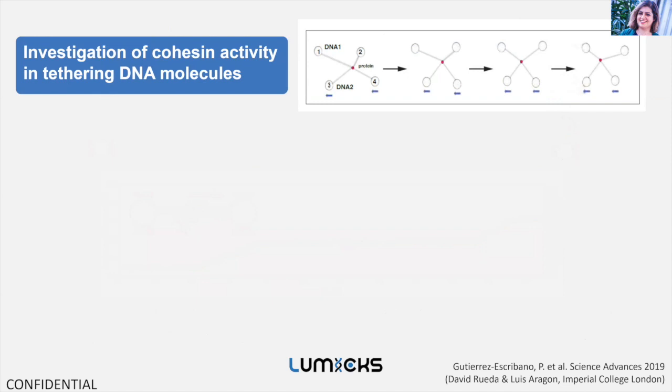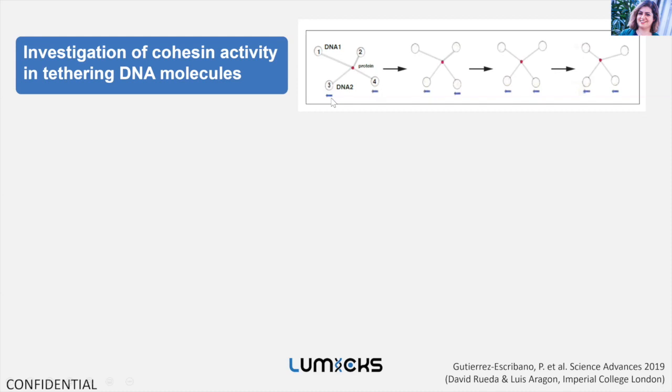And one more application that I wanted to touch upon. For sake of time, I won't go into details of this work, but it's a very interesting work done by a lab at Imperial College London, where they used the technology to look at cohesin activity in tethering DNA molecules. As I told you before, the C-Trap comes in two different configurations: one is the dual trap, the other the Q trap. I chose this example to show you how you can use the Q trap to look at DNA-protein interactions.